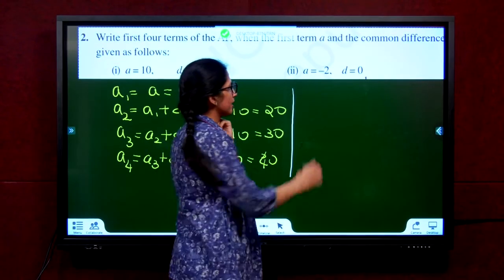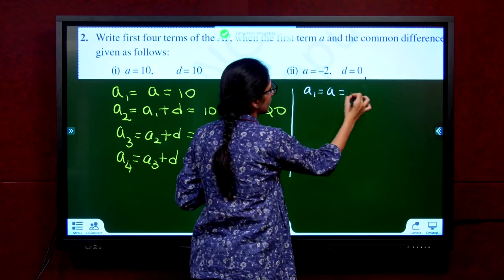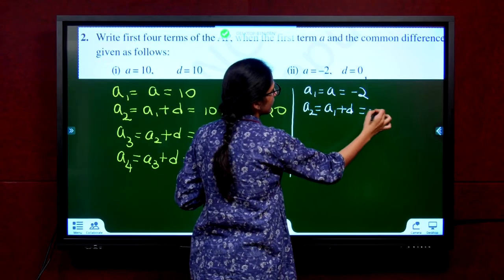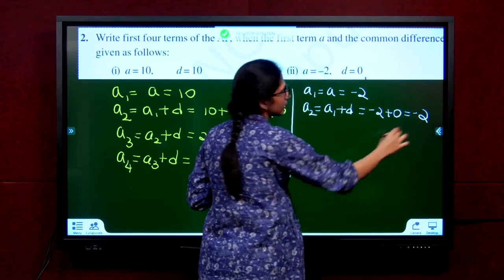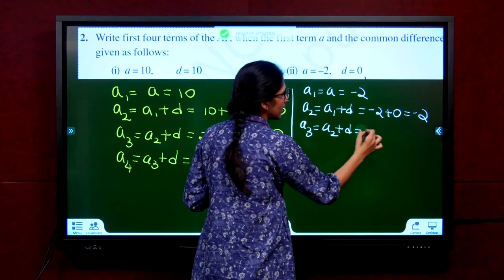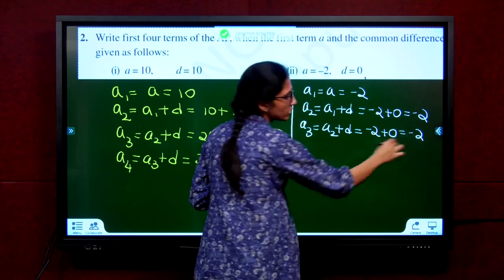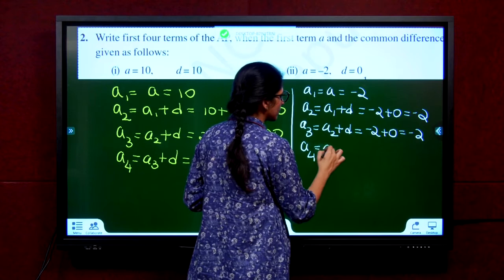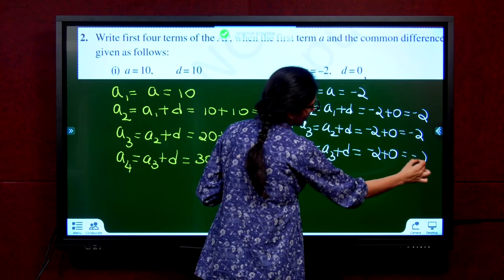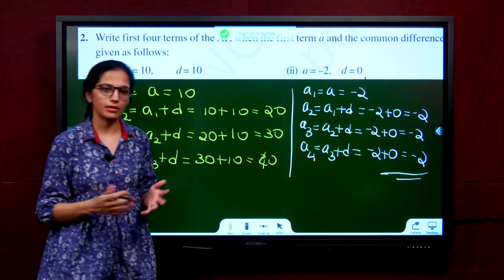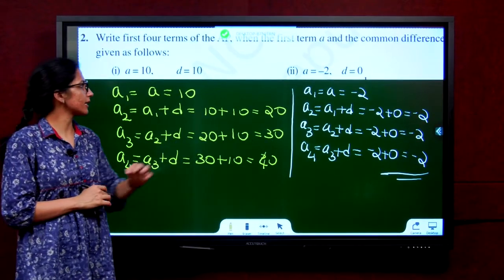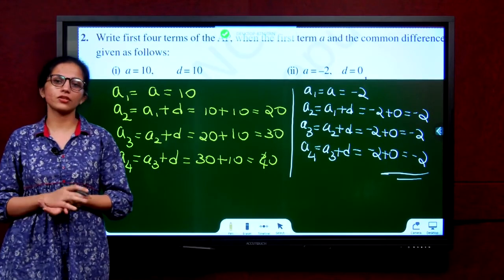Coming to this, A1 is A, which is minus 2. A2 is A1 plus D. A1 is minus 2 plus 0, minus 2. A3, A2 plus D, minus 2 plus 0, minus 2. A4 is A3 plus D, minus 2 plus 0, minus 2. It is also an AP. All of these are APs because you are using the formula any which way. Where the common difference D is 0. Here it's positive. Some cases you will have negative.